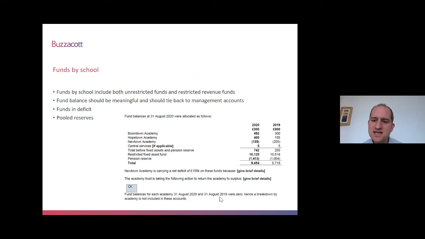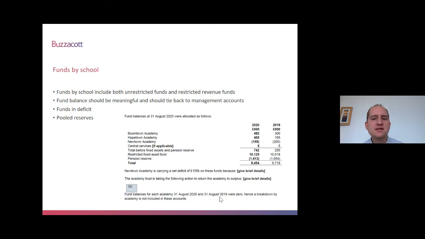You can see it comes down to that 742,000 figure of revenue funds across the schools that I just mentioned. In this case, we've got both positive and negative funds. If there are individual school funds in deficit, you've got to give an explanation for that in the footnote to this note. And it's important that this ties back to your management accounts.